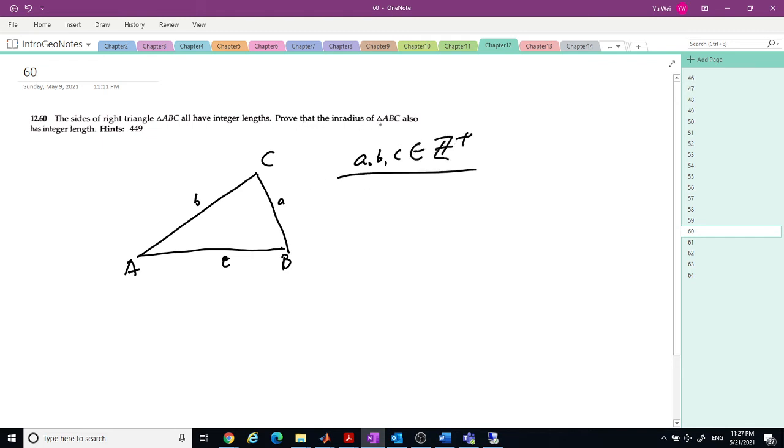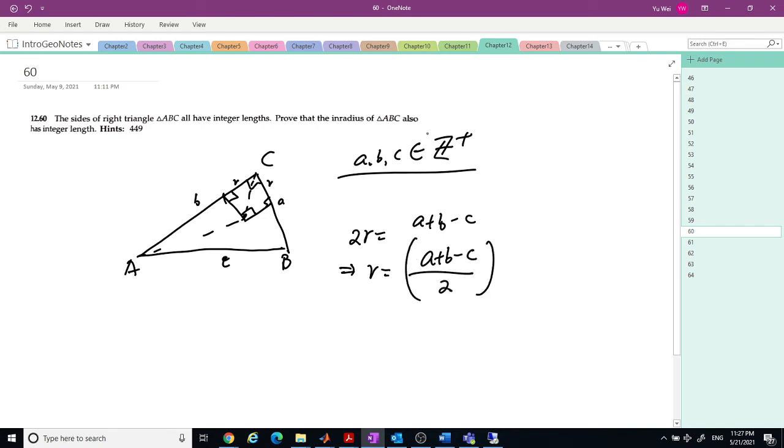Okay, so prove that the inradius... Okay, so here is the inradius. For the right triangle, it's very special because here is 90 degrees, 90 degrees, 90 degrees. So R. So we know this is a square. So we know 2r is equal to a plus b minus c. Then r is equal to (a plus b minus c) over 2, right?